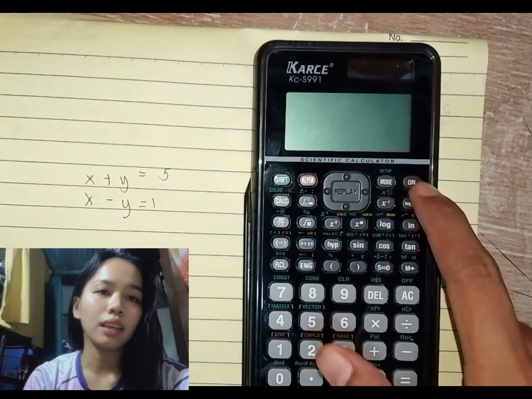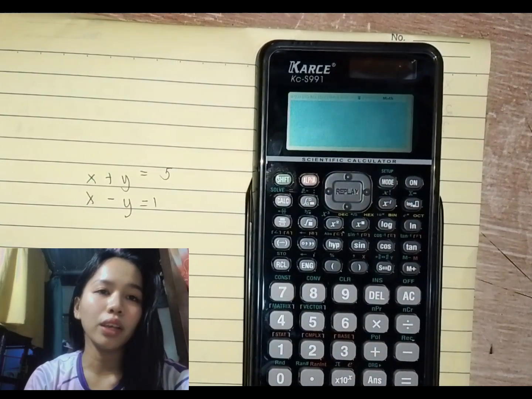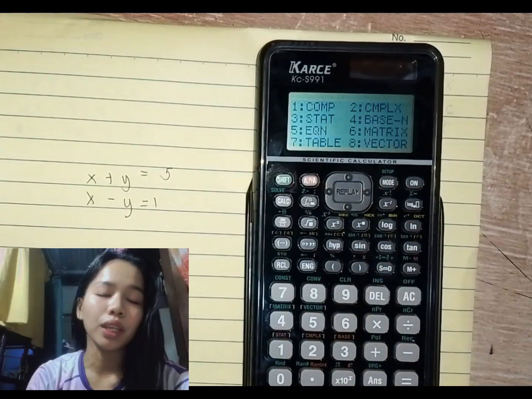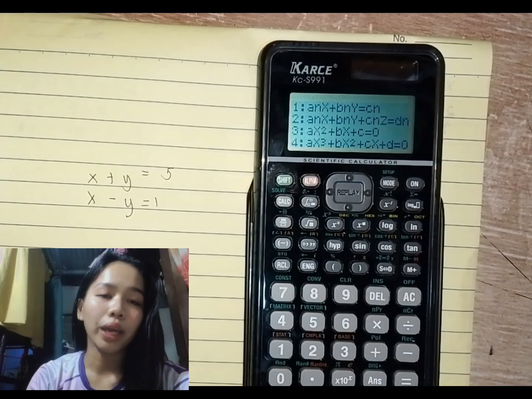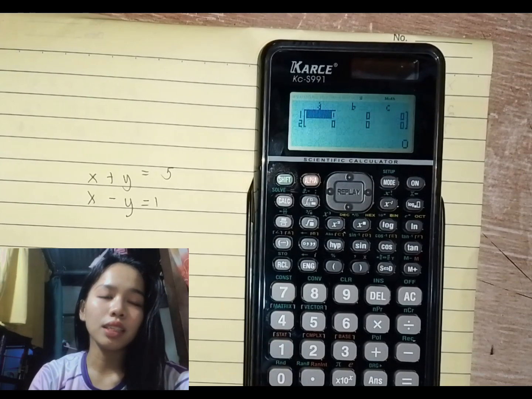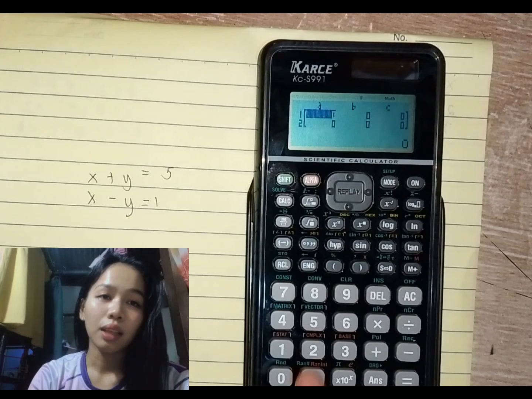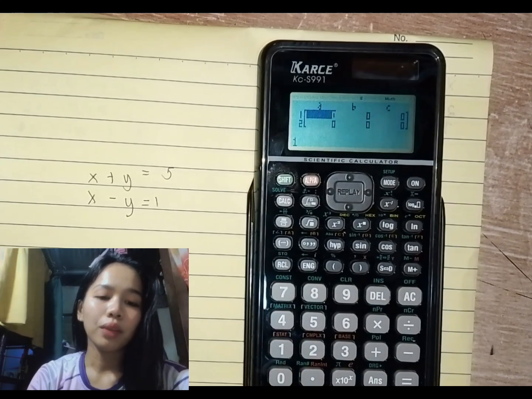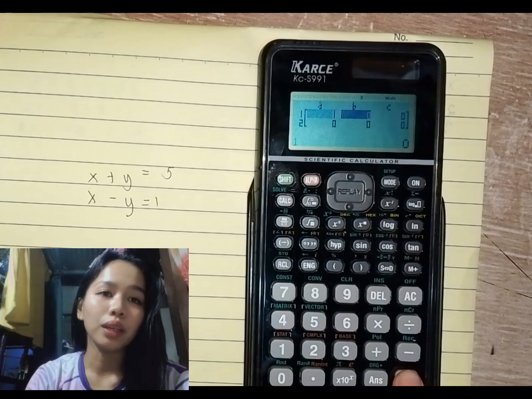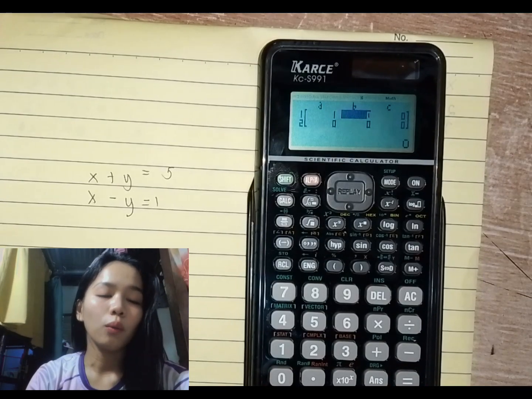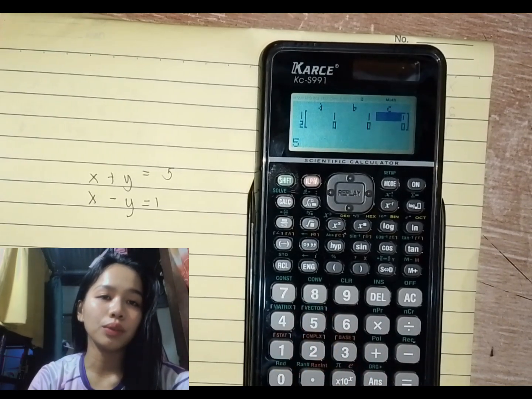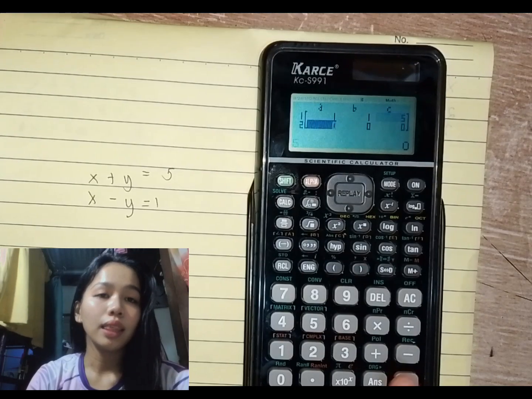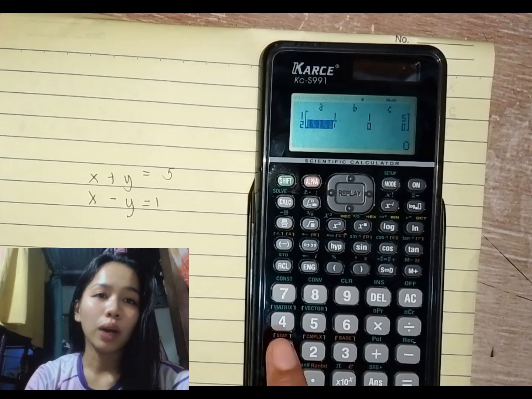For a better understanding of using the scientific calculator in solving two variables of linear equations, here's another example. x plus y is equal to 5 and x minus y is equal to 1. The first thing that we need to do is to enter the 1, because x is equal to 1. Then y is equal to 1, so we put 1 equal 1 equal 5 equal, and for the second equation we use the 1 equal negative 1 equal 1.